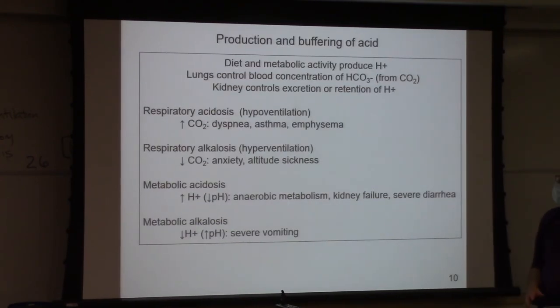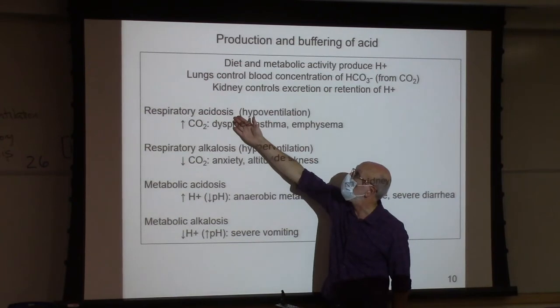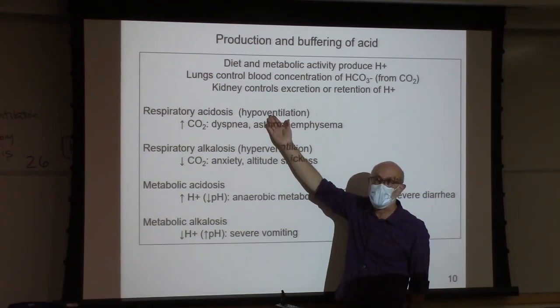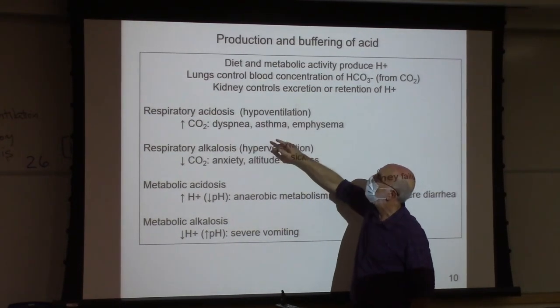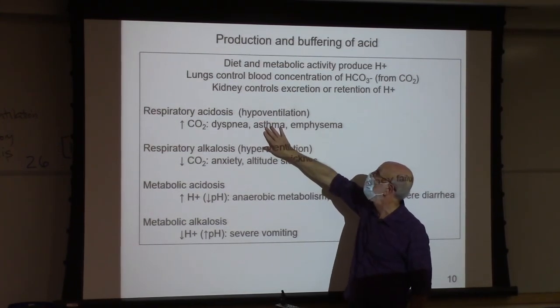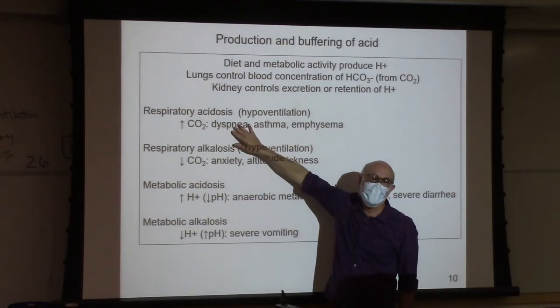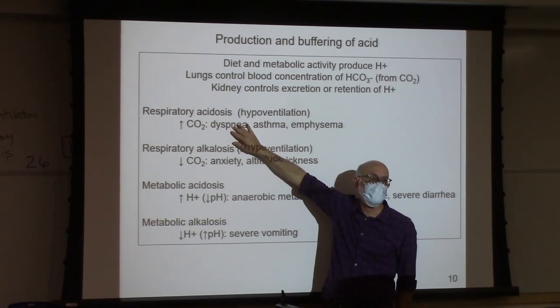So the next slide just has some examples. Respiratory acidosis is hypoventilation. I put that up before. And so you could think asthma, inadequate ventilation of the alveoli. Emphysema, destruction of alveoli. Dyspnea is just a word for bad breathing.